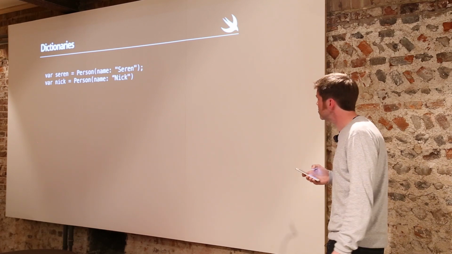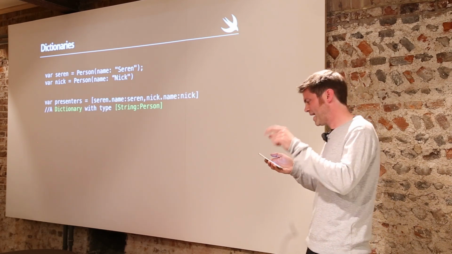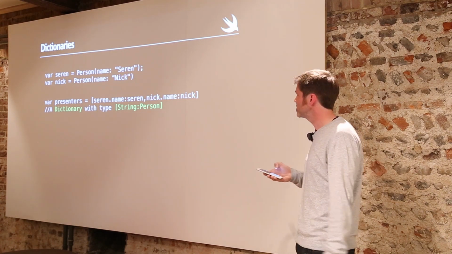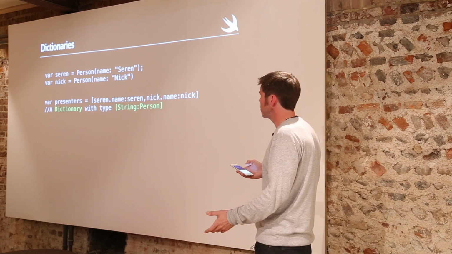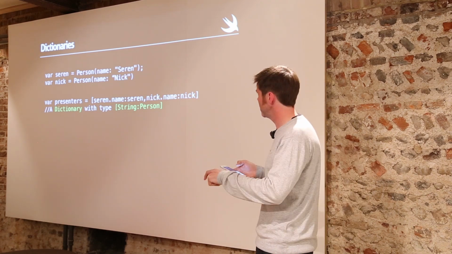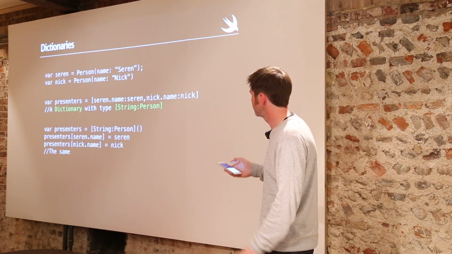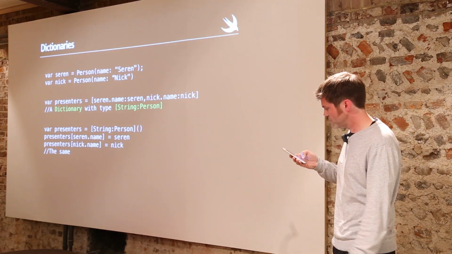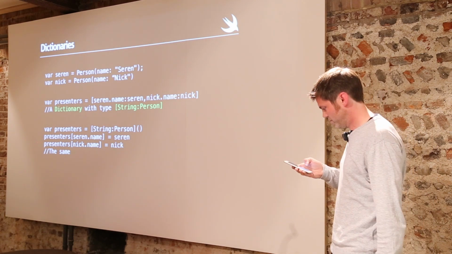Likewise, dictionaries: both the key and the value are strictly typed in dictionaries now. So here we've got a dictionary with string being the key and instances of person being the value. Same principle here. Hopefully that makes sense. Feel free to chuck in any questions if anyone has any along the way as well.